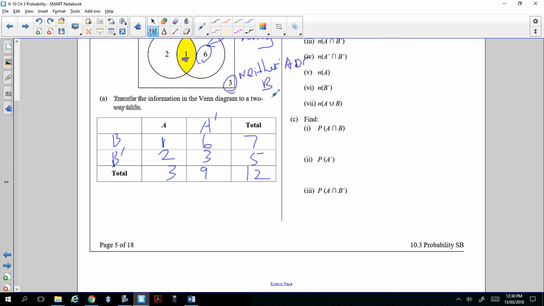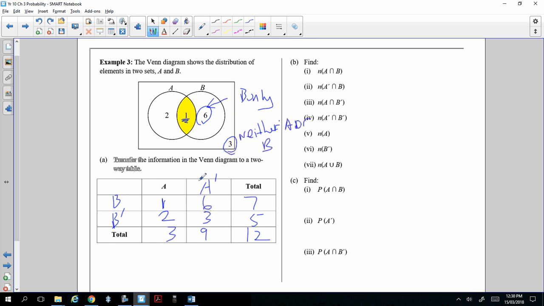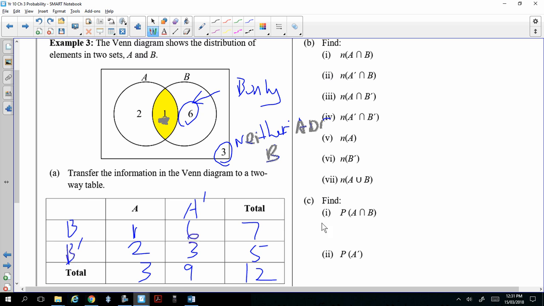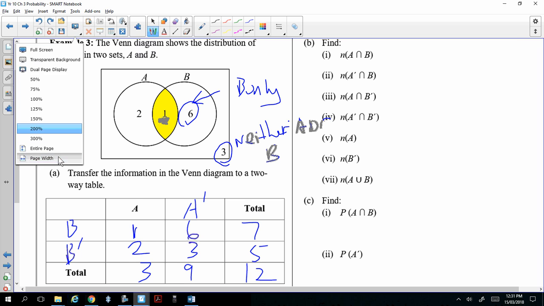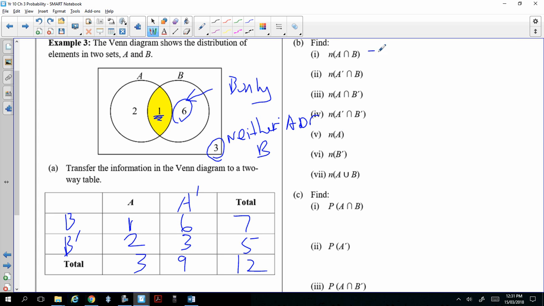So we start off with the first one. Actually, we could go page width. Okay, good. Number of elements in both A and B will be 1, which is this number here. Not in A and in B must be B only. B only is 6. Not in B, in A will be A only. A only will be 2. And not in A, not in B will be 3.